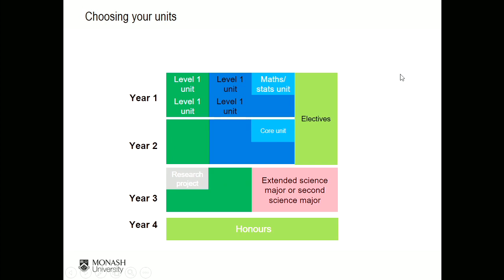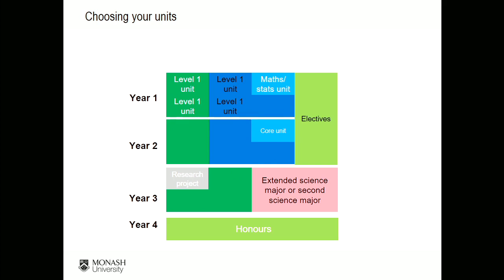So this is actually quite important in terms of how you choose your units, because each of these colours represent your major sequence or your minor sequence. So, for example, this green here would then lead to 2 level 2 units, and then 3 level 3 units. In this part here, you can either select units which complement that level 1 sequence, or it can be a second science major.